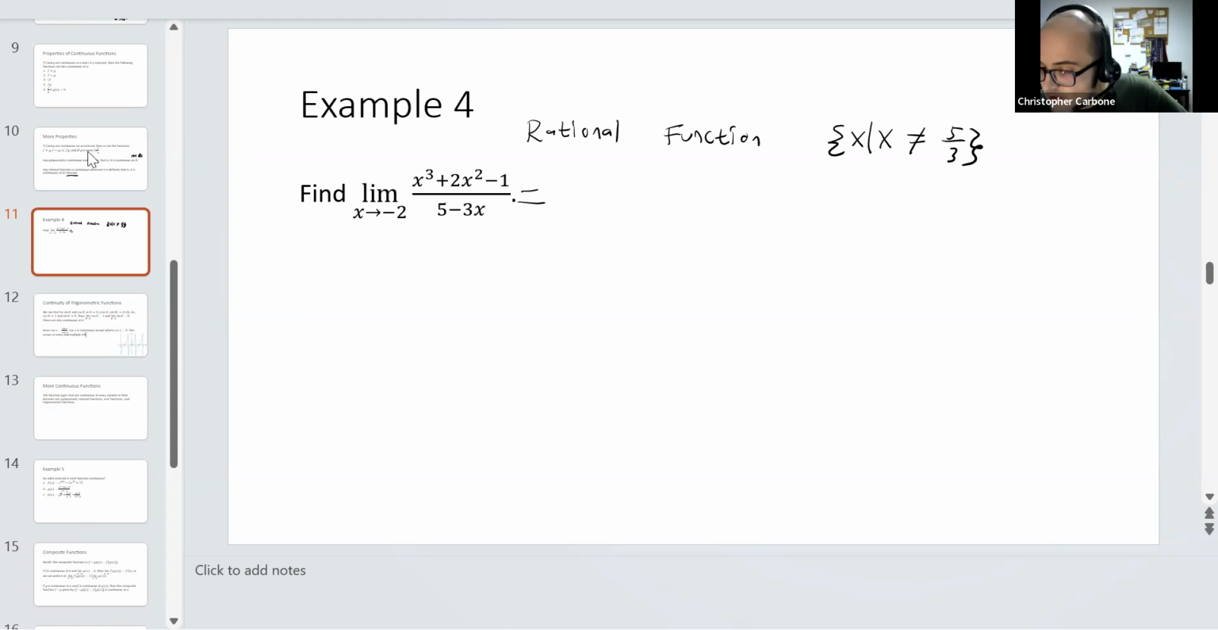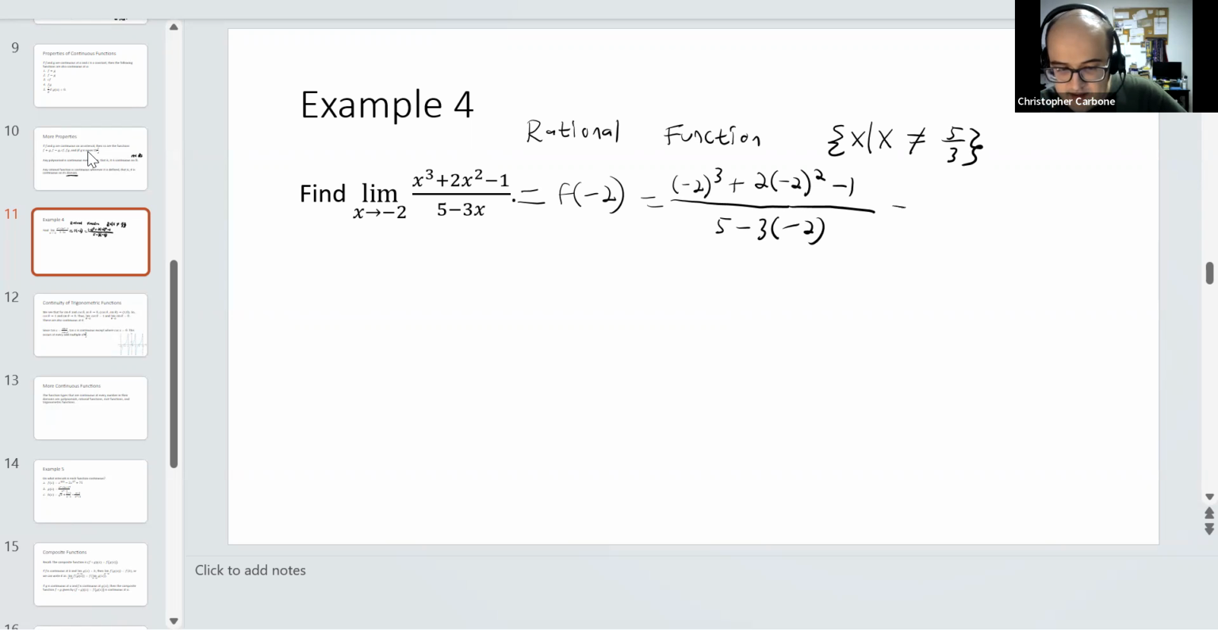So this would be equal to whatever the value of f of -2 is. That would be, in our case, -2 cubed plus 2 times -2 squared minus 1, divided by 5 minus 3 times -2. We would get for this the value of -1/11.